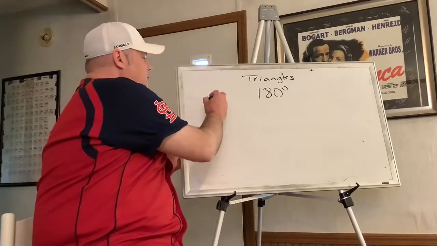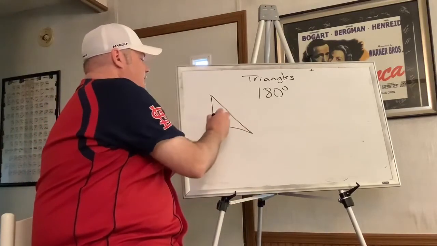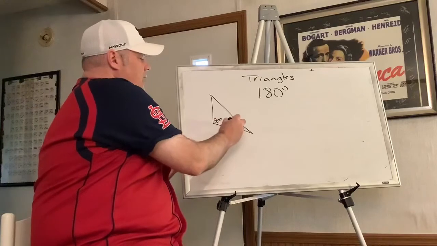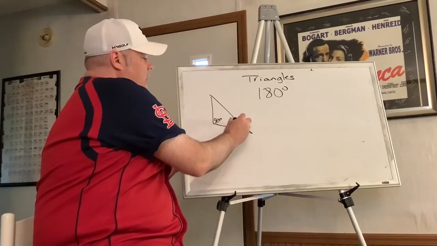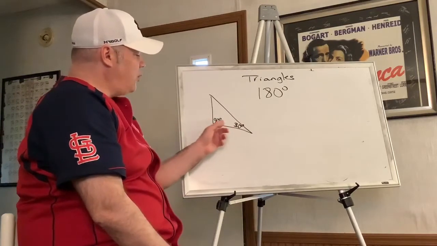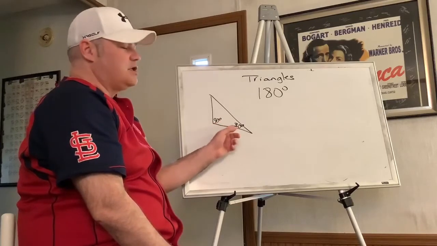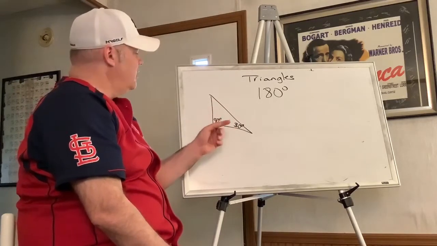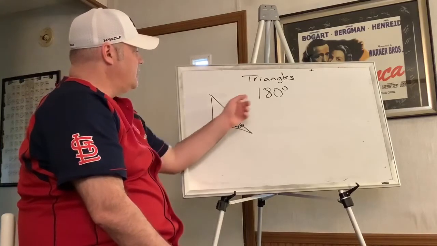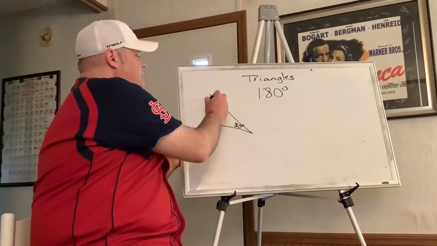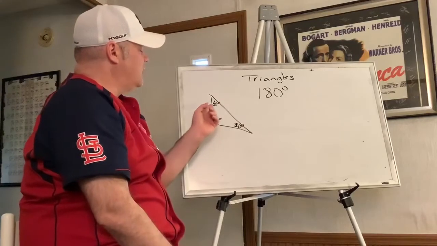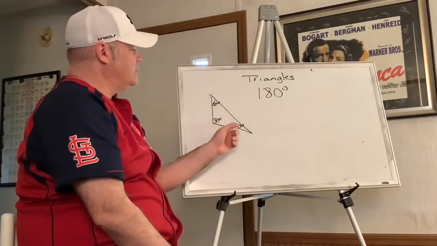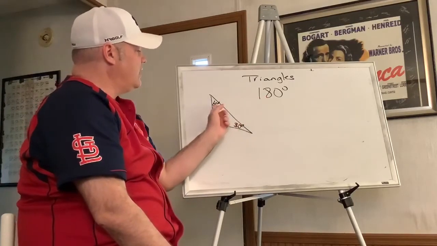Quick example: let's say I have a 90 degree angle here and a 30 here. Well, that's 120, and so we know that this one then has to be a 60 degree angle, okay? Because they have to add up to 180. So 120 from 180 means that that's 60.